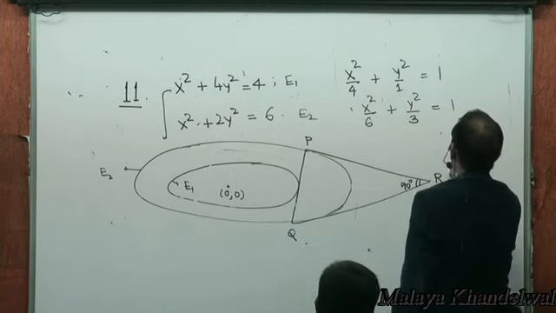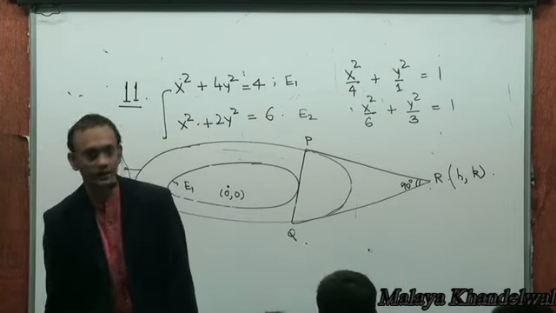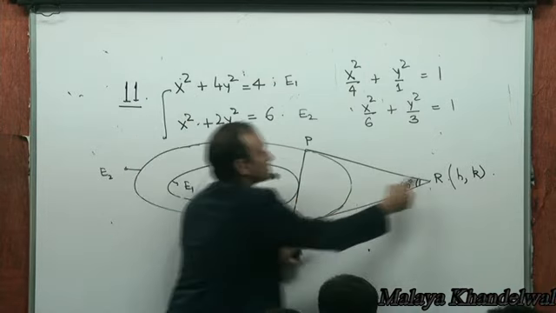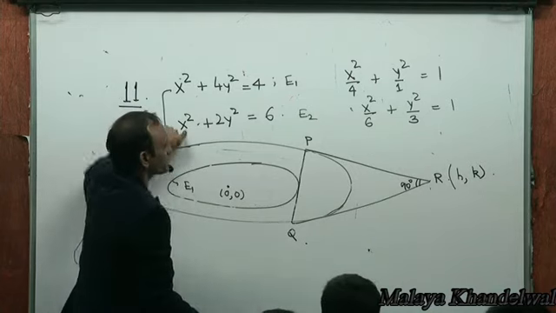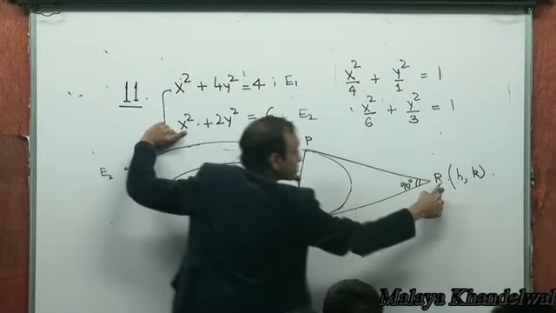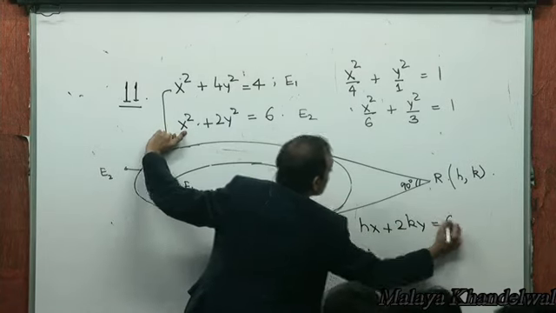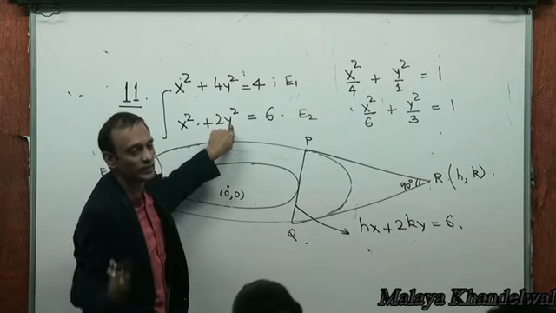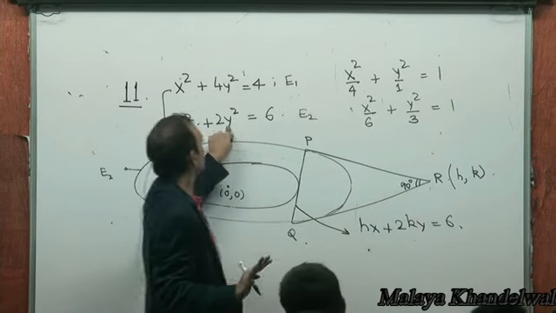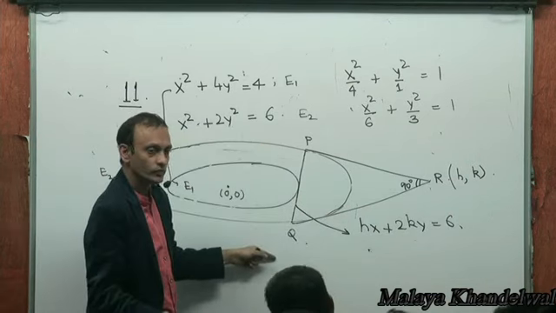Okay. Say R has coordinates h comma k. Then PQ could be looked upon as the chord of contact of the outer ellipse with respect to R. The outer ellipse is x squared plus 2y squared equal to 6, so the chord of contact is hx plus 2ky equal to 6, where x squared becomes hx and y squared becomes ky, so that the form of tangency gets built into it. That's the equation of PQ, right?